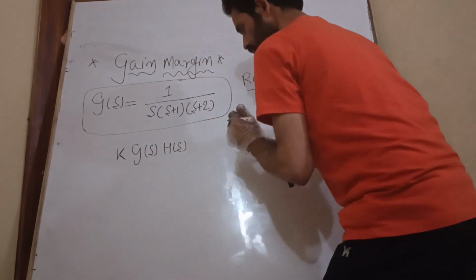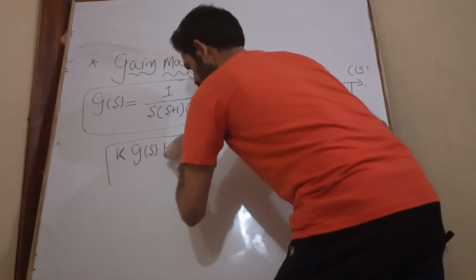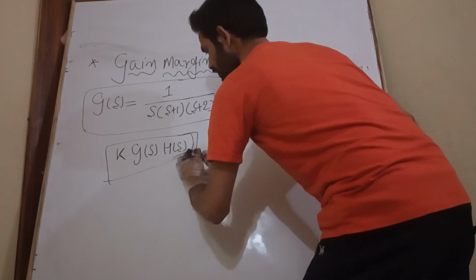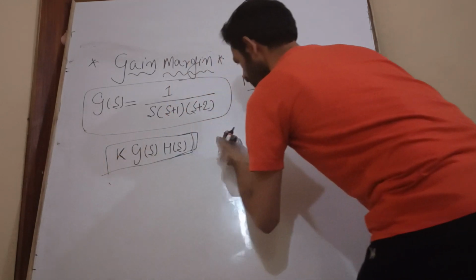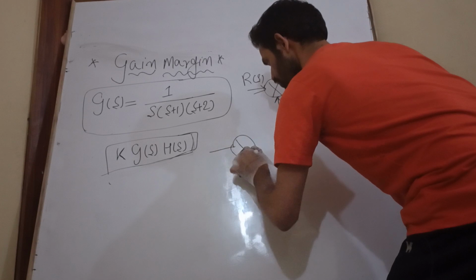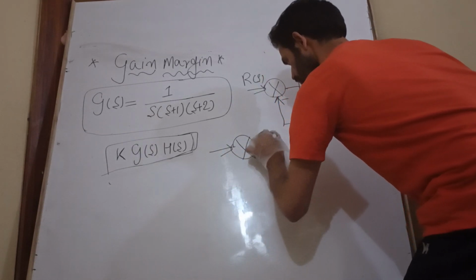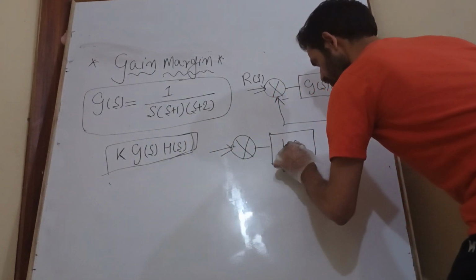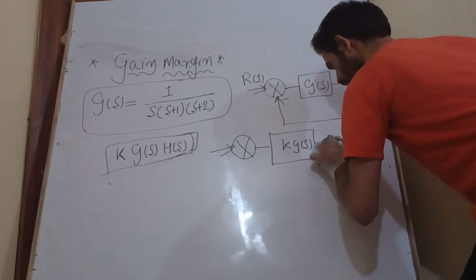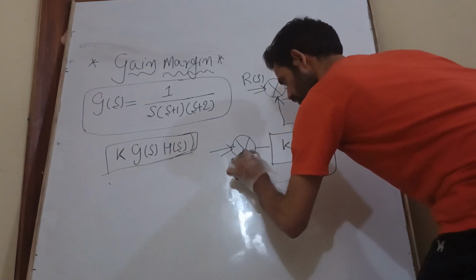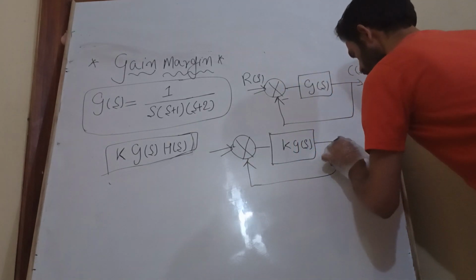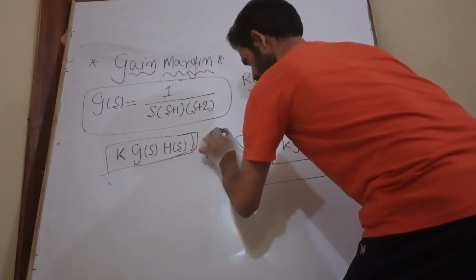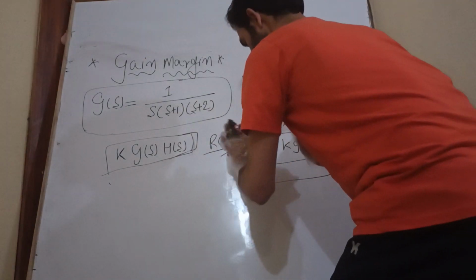Now when I multiply this k into G(s)H(s), this is the new system with constant factor k, k into G(s), and this is my unity feedback system. So this is C(s), and this is my R(s).